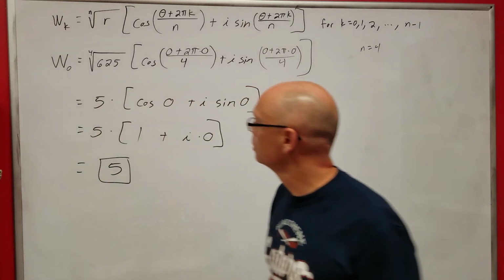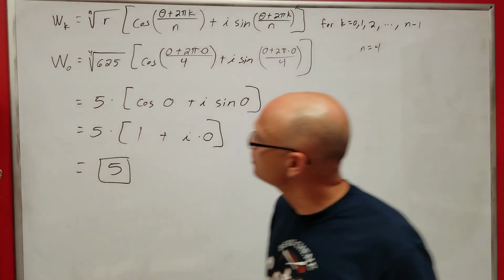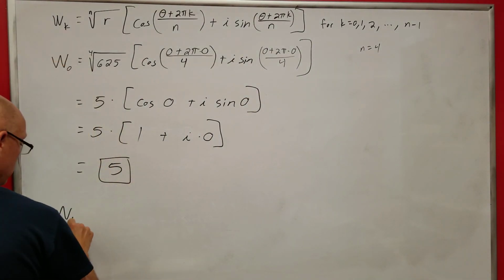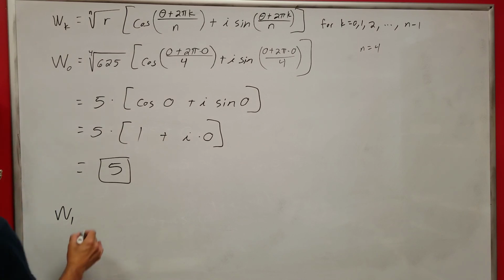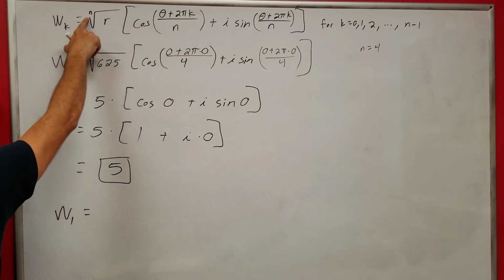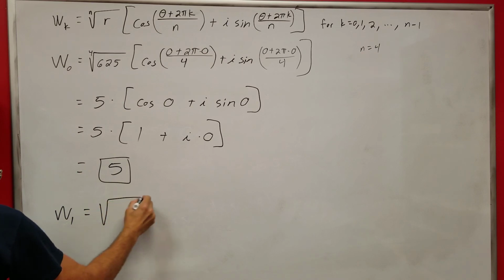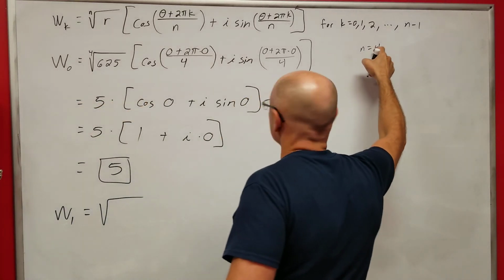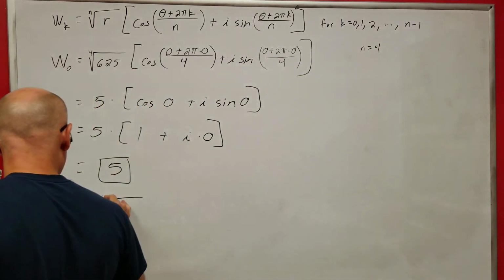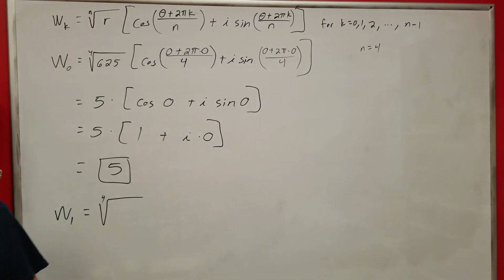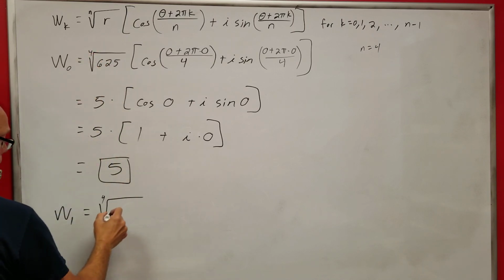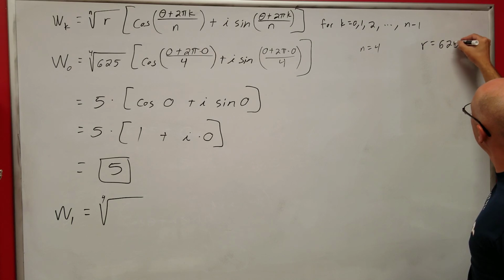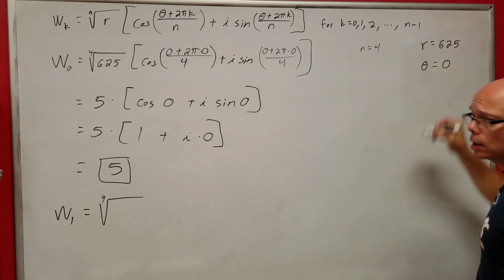For the next 4th root, I'm going to have w subscript 1. That's going to be equal to the nth root of r. What did we say n was? 4, because we're taking the 4th root, right? 4th root of r. What is r? Let me rewrite that over here. r we said was 625, and theta we said was 0, right?